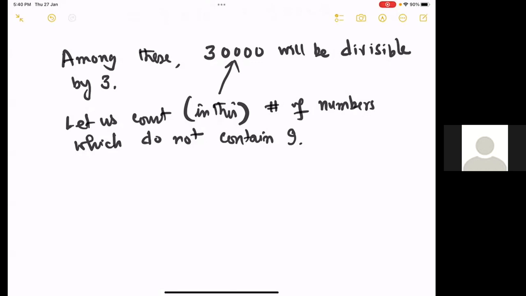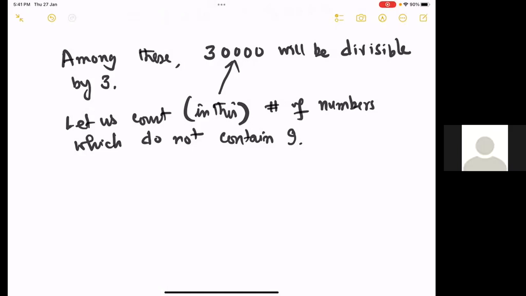Sir, 8 into 9 to the power 4 is the exact number of numbers without a 9. Since it is divisible by 3, we can just divide it by 3 so that we get the exact number of numbers which are divisible by 3. Right, that's what I think Rohit was saying. Okay, I could not hear you properly. So what you are saying is that in the way I am counting it, it is 8 times 9 cube times 3. Is that what you are saying, Rohan? Yes, sir. Okay.